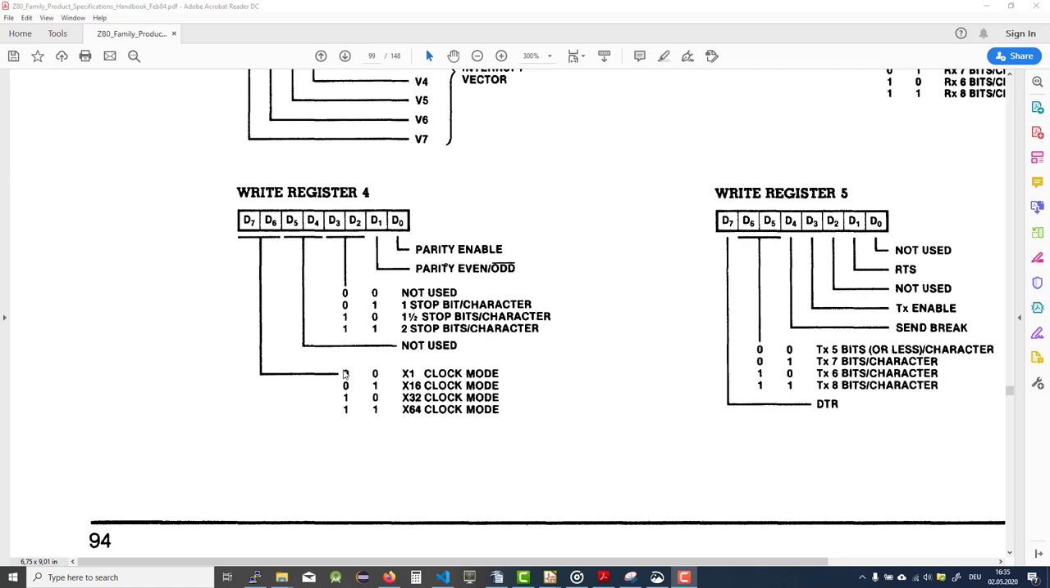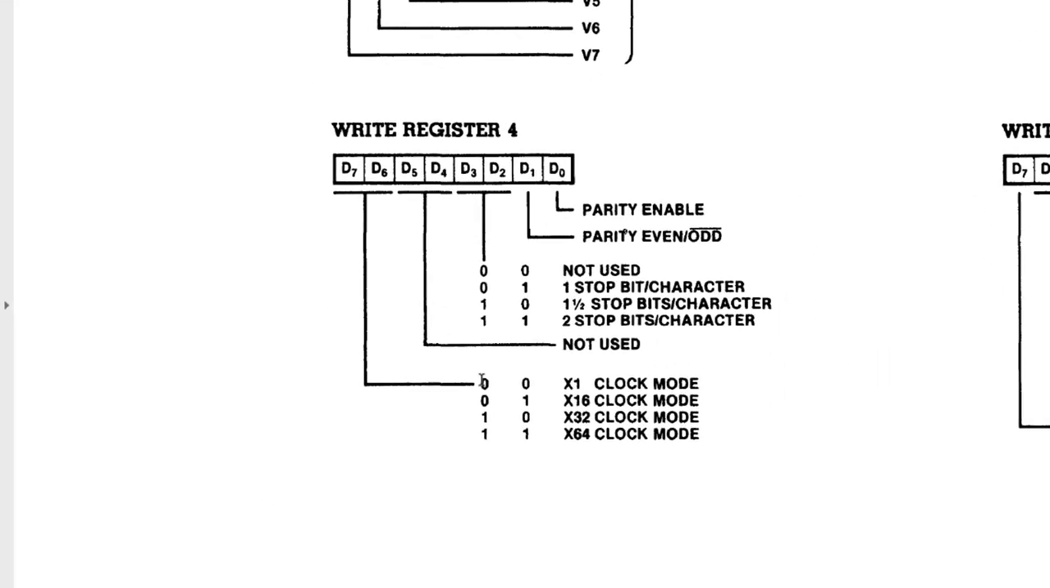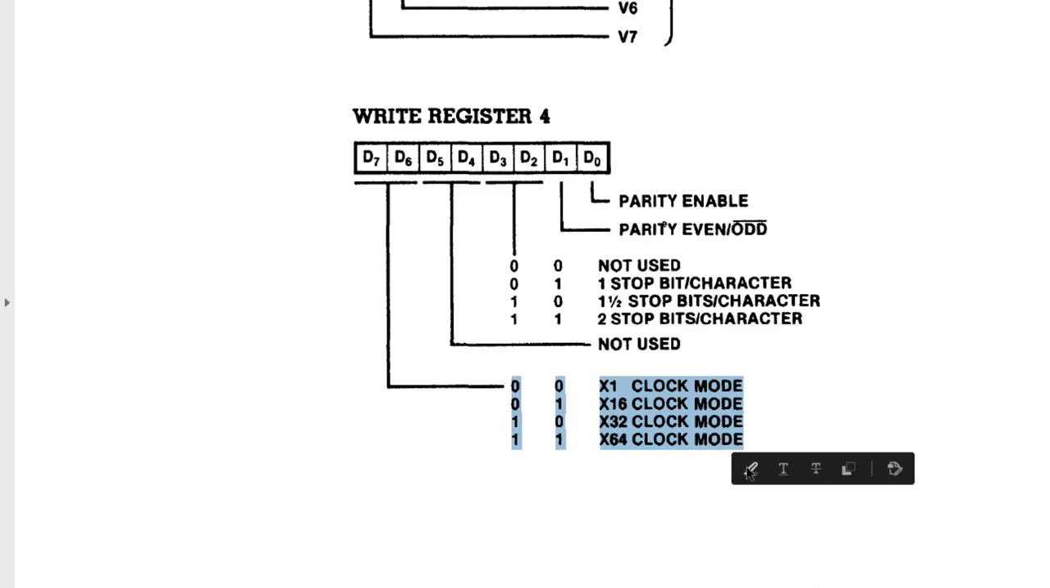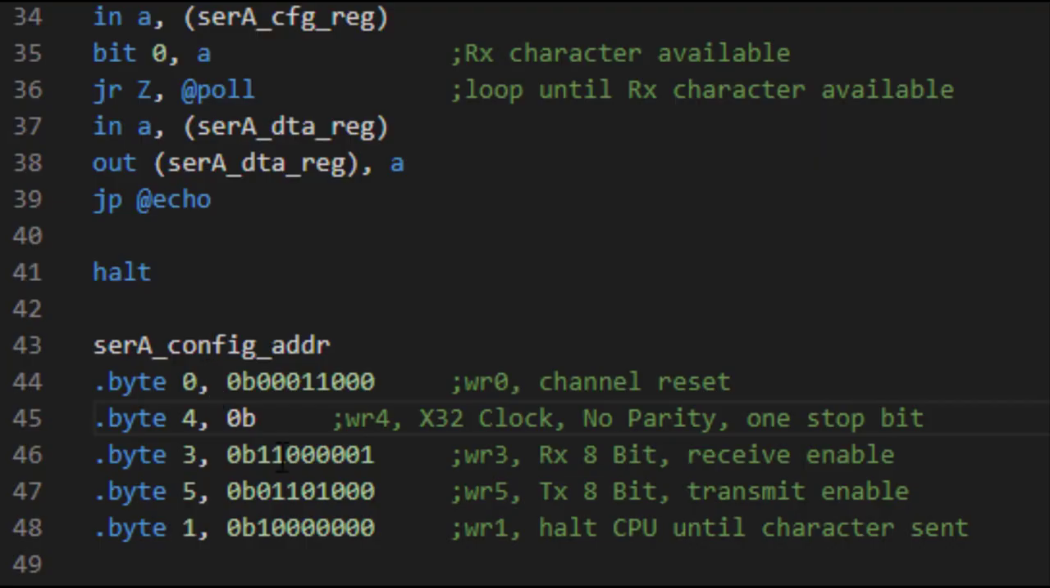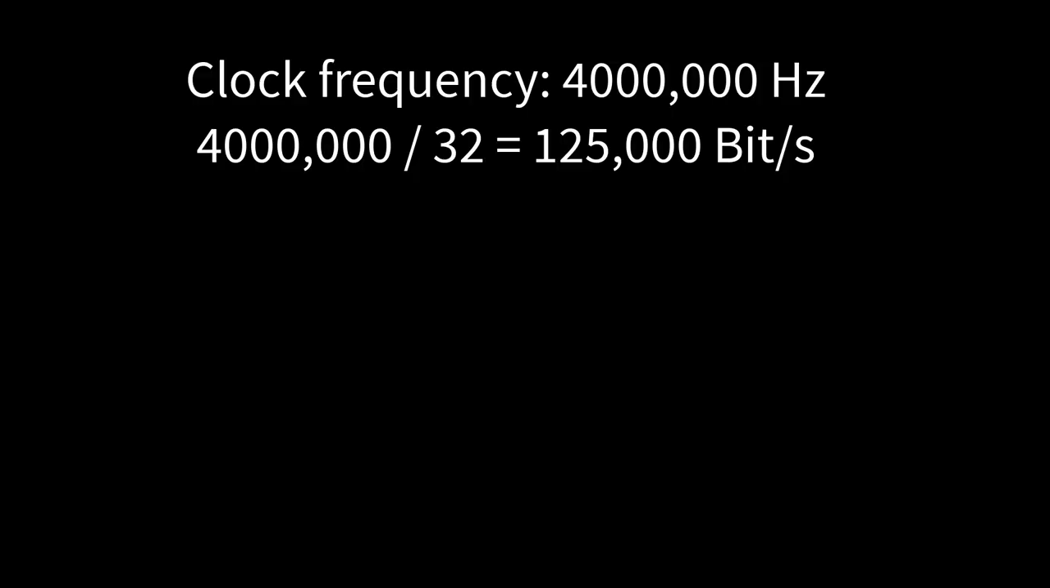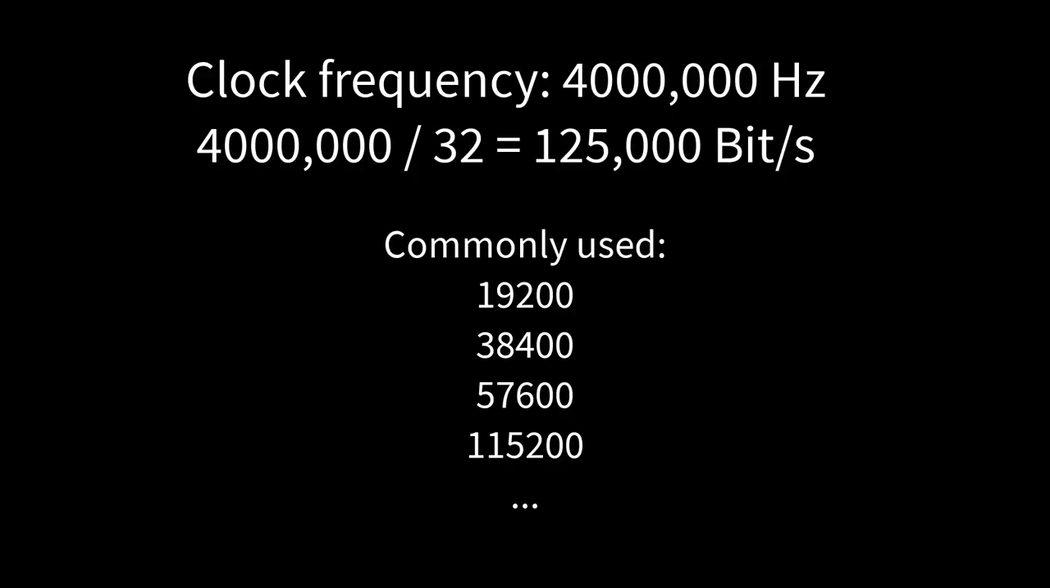And here is how to set the baud rate. The baud rate is the clock frequency divided by 64, 32, 16 or 1. This is set in write register 4. To make things as simple as possible, I joined the system clock of 4 MHz to the receiver and transmitter clock pins, set bit 7 in write register 4 to divide it by 32, and so get a baud rate of 125,000 bits per second. That's an unusual value indeed, but it works perfectly anyway. And I don't need any additional components to generate the transmit clock signal.